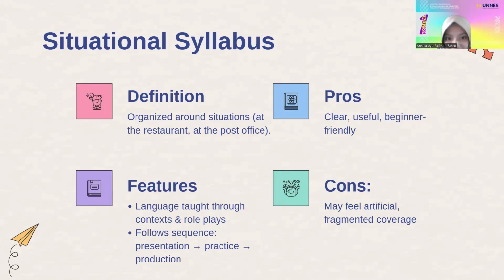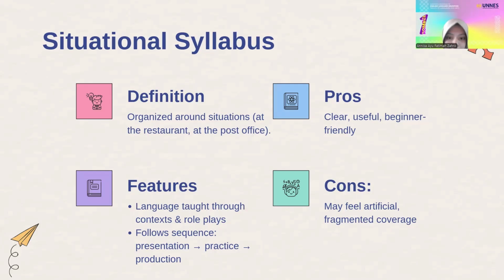Now I will explain about the situational syllabus. A situational syllabus organizes language teaching around real life situations, such as at the restaurant, at the post office, or at the airport. The idea is that language is learned more effectively when it's presented in meaningful context that learners might actually face in daily life.